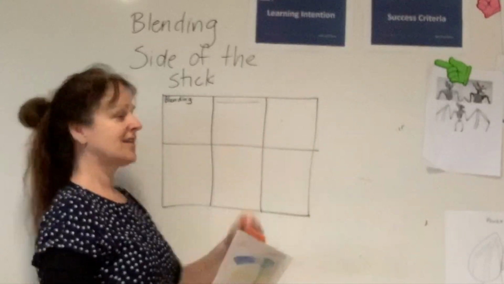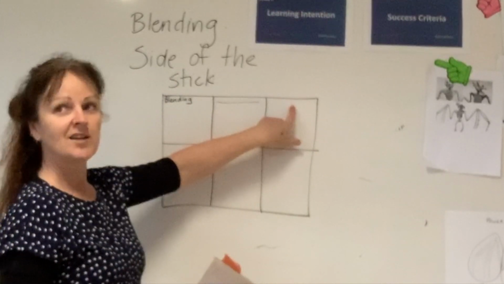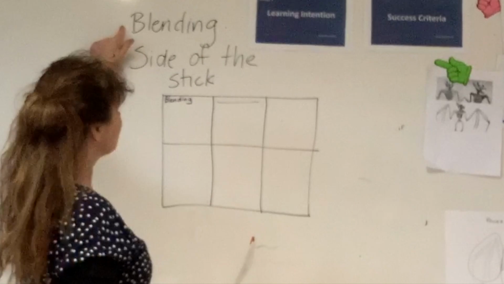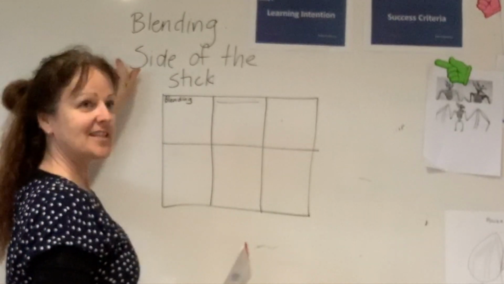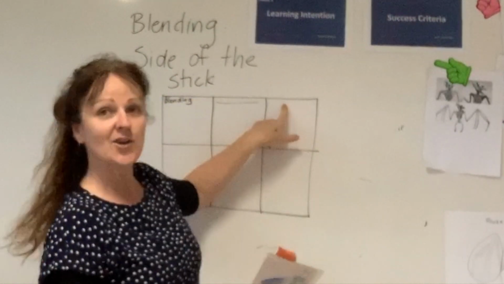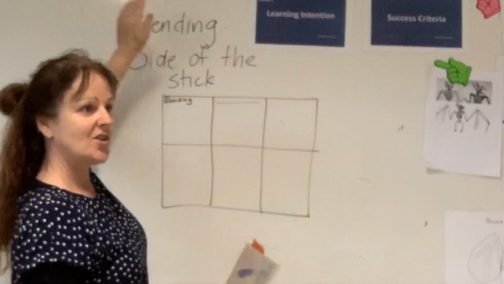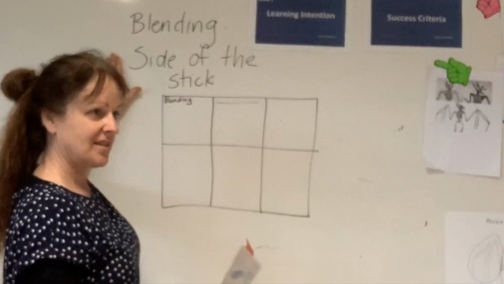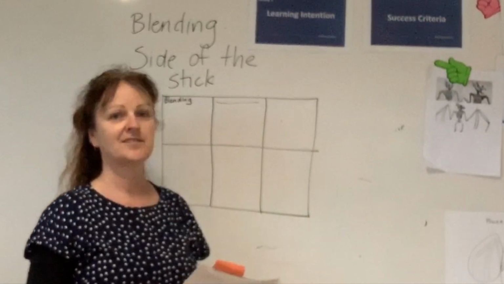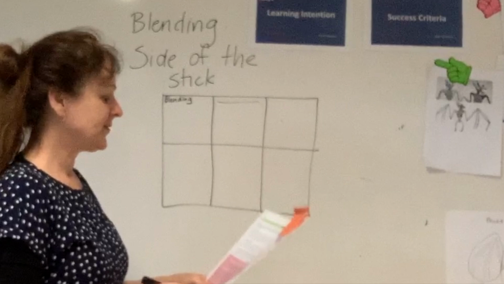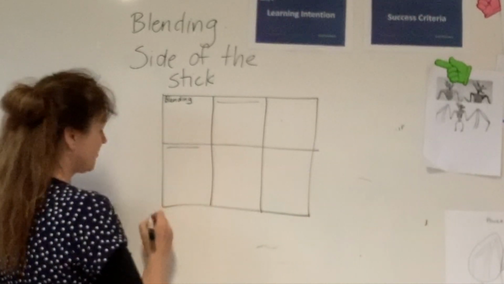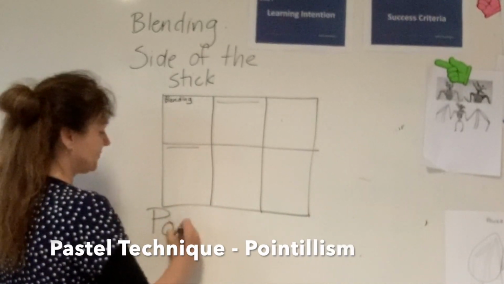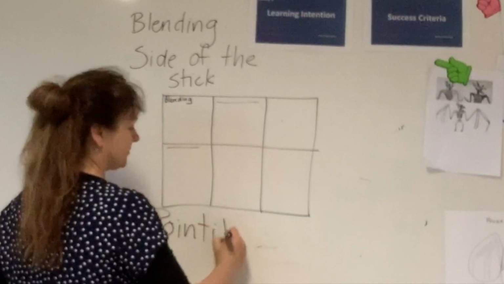Third one's a bit tricky. You ready? In the third one, I would like you to write blending using the side of the stick. In the third box, you're going to write blending using the side of the stick. Fourth one, you're going to put in here. The fourth one is pointillism.